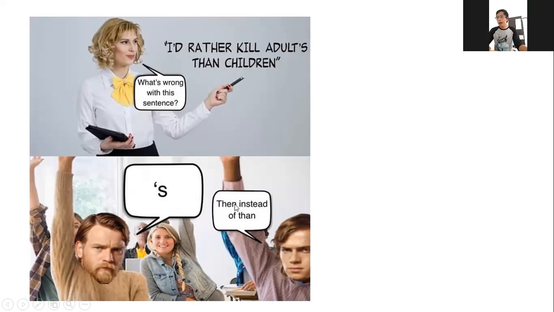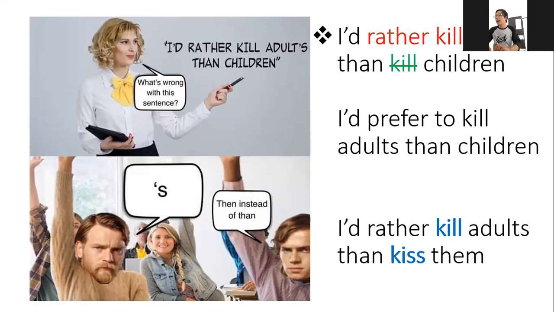But if you change it to "then," it will be a different context, not preferences. It becomes a sequence situation. After you kill the adults, then you will kill the children. That's different from preferences. So here, for example, the sentence should be: I'd rather kill adults than children.